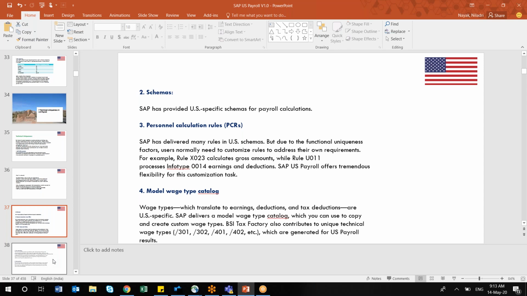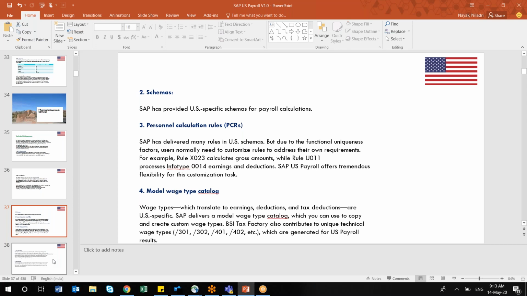Anyway, we will be covering all these things like the schema. There is a dedicated schema for US payroll. There are some dedicated PCRs, as SAP has delivered many rules in the US schemas. But as there are many uniqueness as per requirement, we have to customize those rules to address our own new requirements. As in the example I gave, there is a rule called X023 which calculates your gross, but there is a rule U011 which generally processes your infotype 14 earnings and deductions.